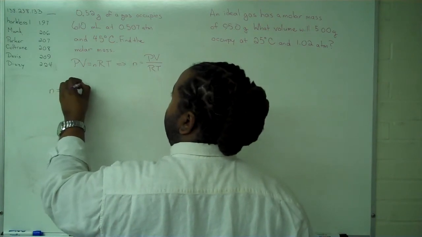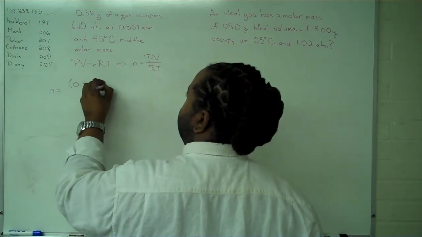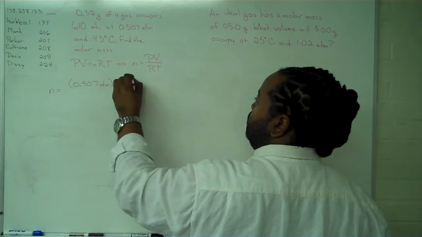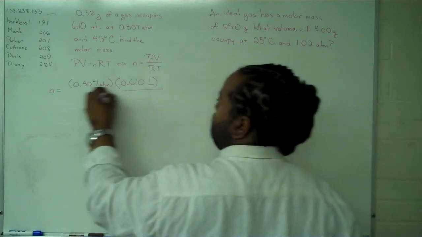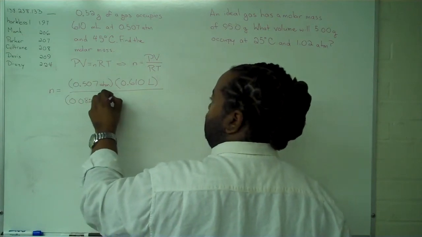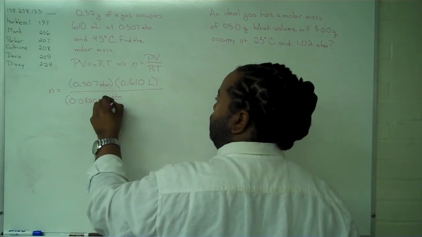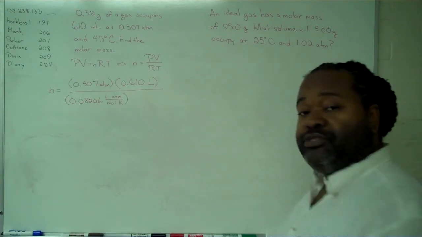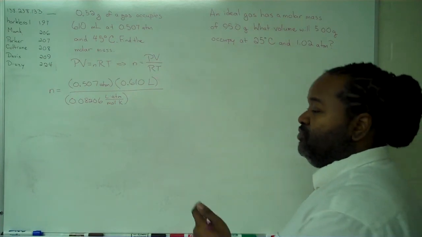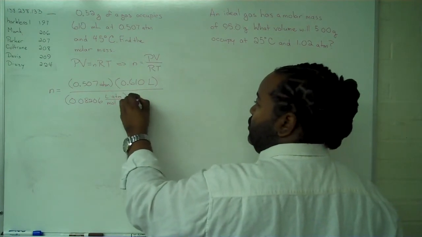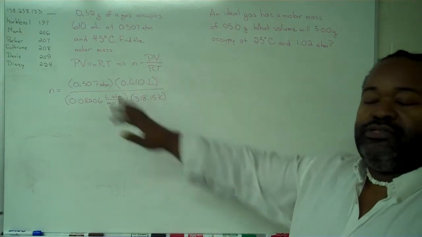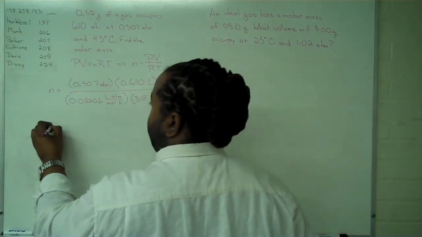So the pressure is 0.507 atmospheres. Our volume is given in milliliters, but we need liters, so this is 0.610 liters. We have our gas constant, 0.08206 liter atmosphere per mole Kelvin. Because the temperature is given in degrees Celsius, but our gas constant uses temperature units as Kelvin, we have to convert that, and we get 318.15 Kelvin.